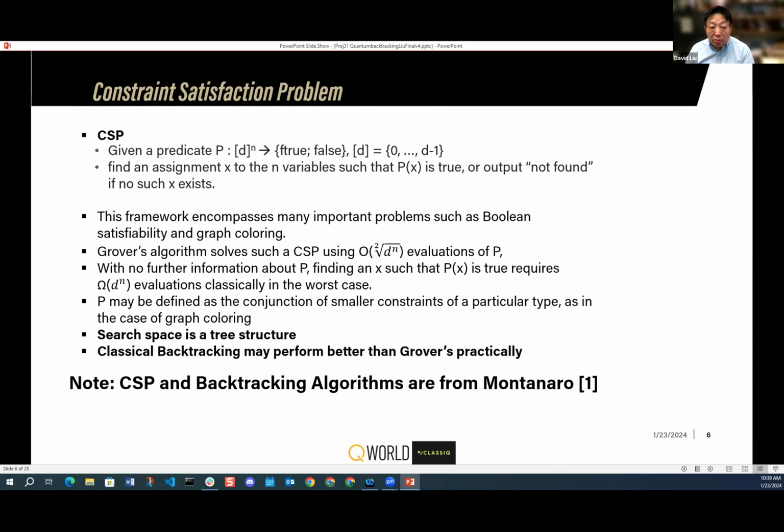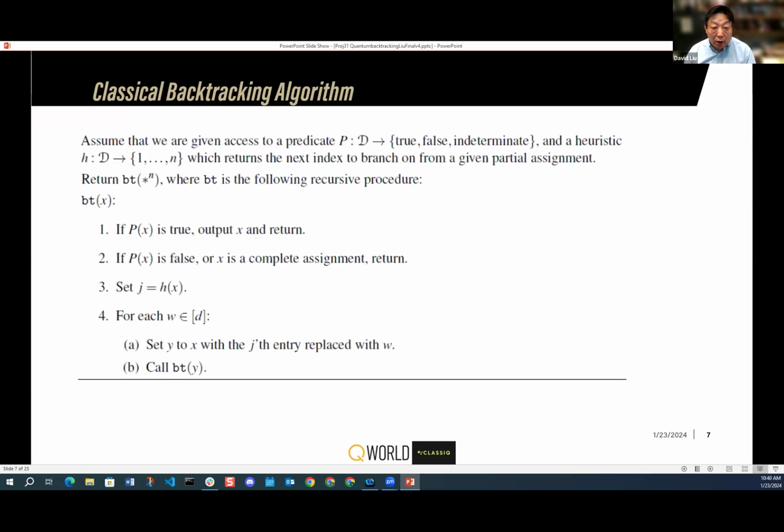Here's how to describe a CSP. Basically, you have n variables, each with a value from 0 to d minus 1, and you create a tree from the root with the different choices. You search the tree to figure out whether you have a solution for the predicate. If found, you say yes and stop; if not, you continue. In the classical backtracking algorithm, you start from the root and check the predicate. If false, it stops completely; otherwise, heuristically pick one value, modify it, and recursively try to find a solution. You look at trees.